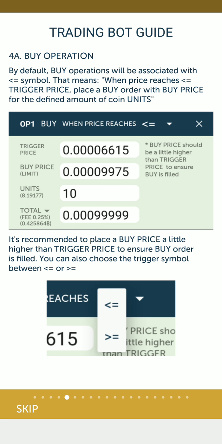So it's a way to basically get into the position of a coin, set the bot, let the bot do its thing, and the bot will try and get you the most maximum profit. This one is a buy trailing stop.